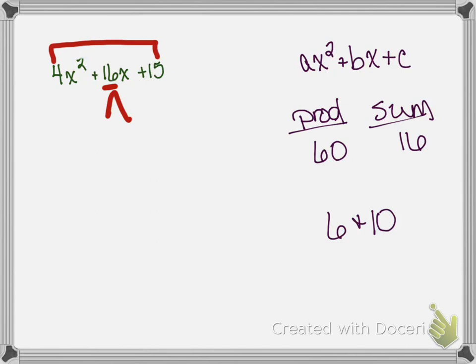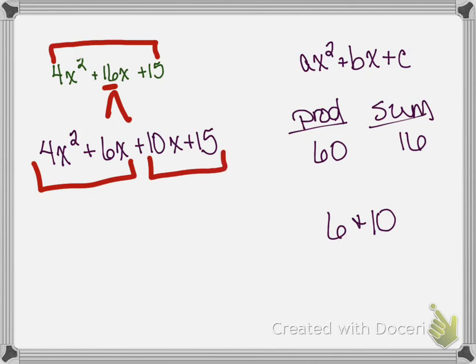What you have to do is you've got to split your B value. Is 6x plus 10x still 16x? Yes, my value has stayed the same. I've just split it. So what I have now is 4x squared plus 6x plus 10x plus 15. Now I can use the grouping method to solve it.